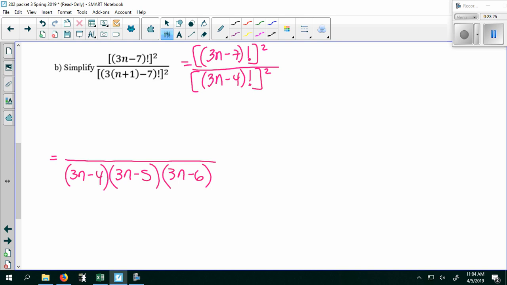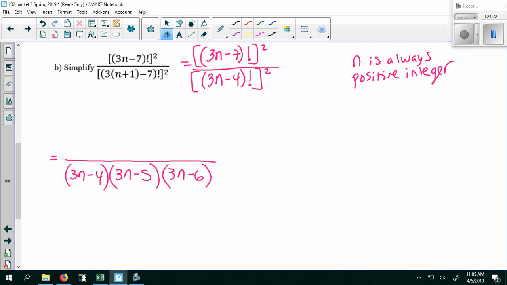If what's negative 1? Oh, if 3n minus 4 was a negative number? Oh, it won't be. Yeah, that's a good point. I should specify that n is always a positive integer. And the reason we're practicing with this is that we're going to take the limit as n goes to infinity. So n is going to be really big, and 3n minus 7 will be positive. Does that make sense? Okay.